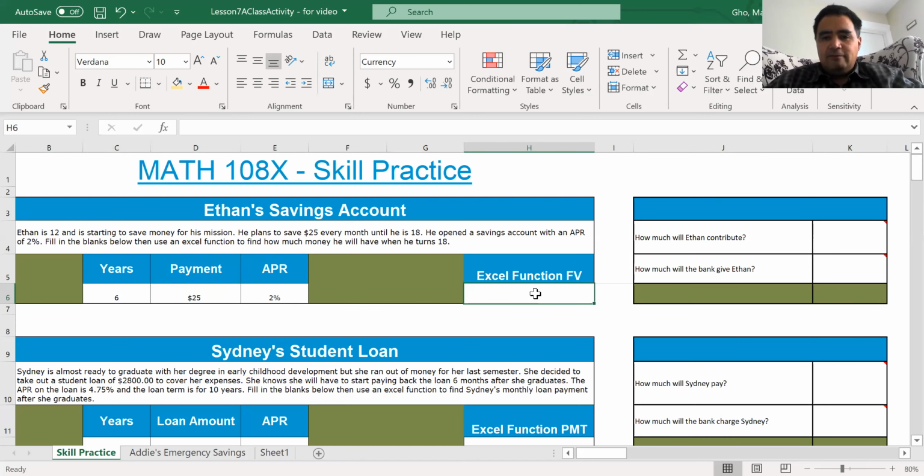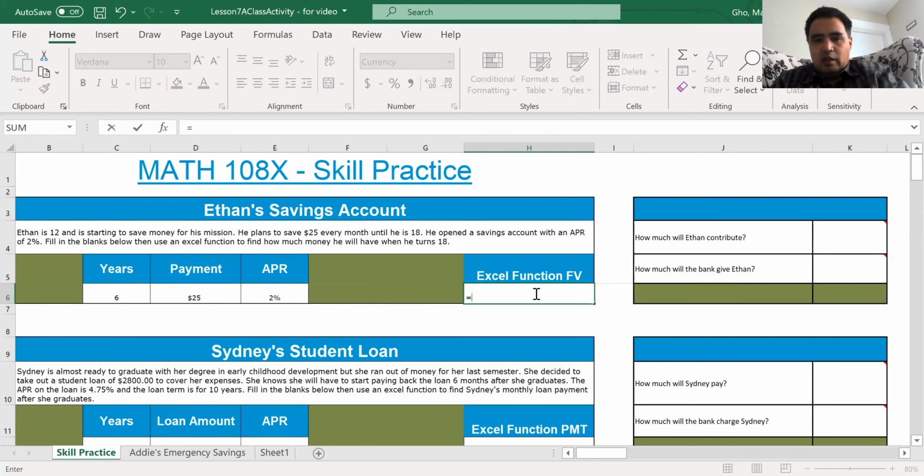So now let's use the future value function. The future value function will tell us how much money he'll have in 6 years. We'll do that with FV, interest rate divided by 12. You divide that by 12 because he's making payments every month. And then that's rate, the Nper is the number of payments, so 6 years times 12. And the payment he's making, and we'll put a negative sign in front of this, so negative 25.